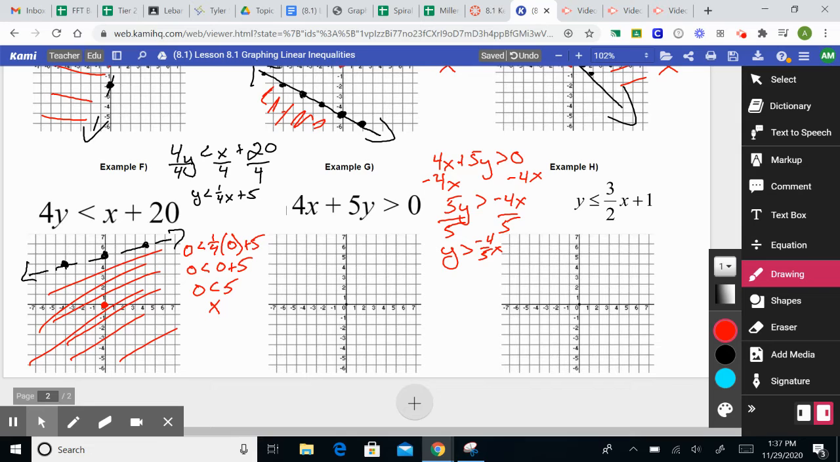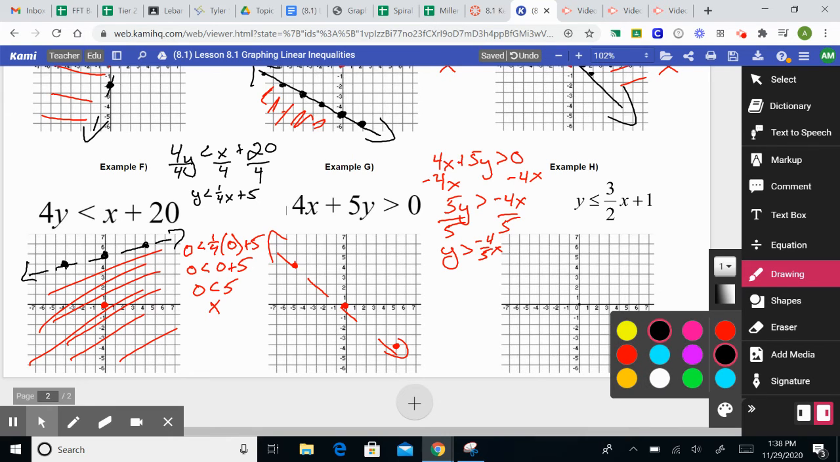Now to do our graphing, what is my y-intercept? My y-intercept here is 0, and my slope tells me to go down 4, 1, 2, 3, 4, to the right 5, 1, 2, 3, 4, 5. Then up 4, to the left 5. Solid or dashed line? Dashed line, because this is a less than, not a less than or equal to. Ooh, that got a little crooked at the end, but we'll call it okay.